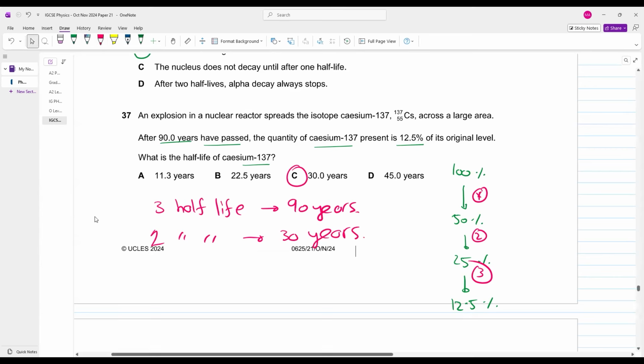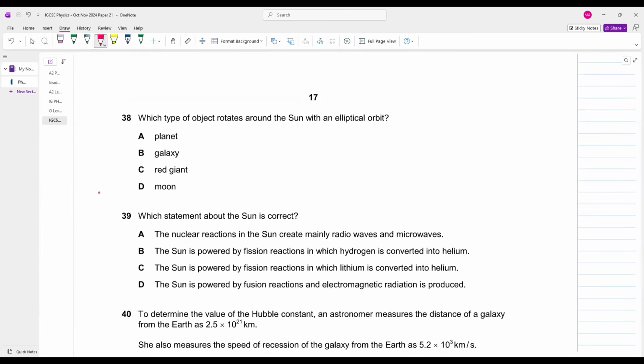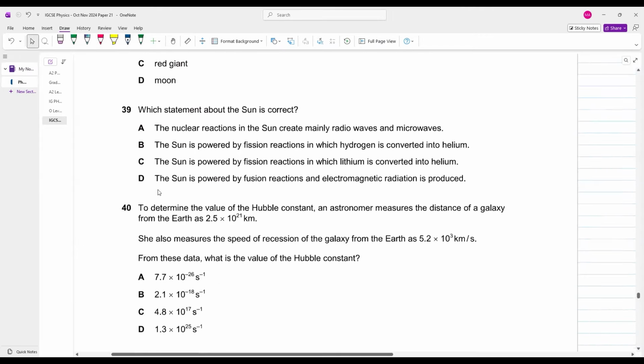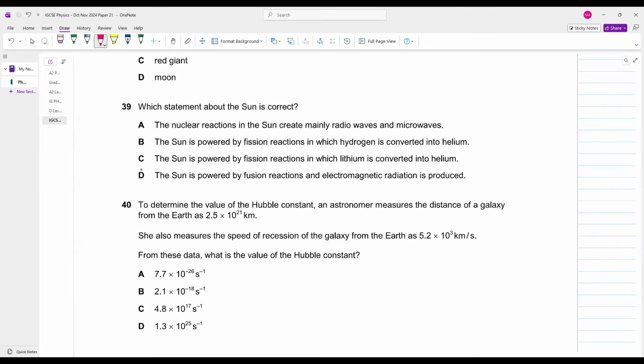Simple. 38 पे आ जाओ. Which type of object rotates around the sun with an elliptical orbit? A. Planet क्या करता है? Around the sun rotate करता है with an elliptical orbit. Which statement about the sun is correct? The sun is powered by which type of reactions? Nuclear fusion reactions. D is your answer.